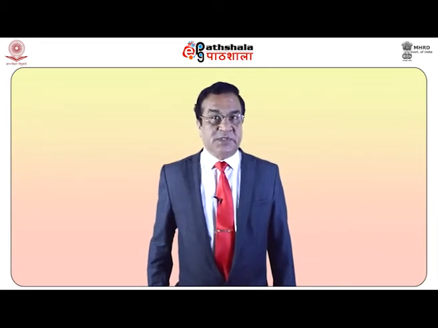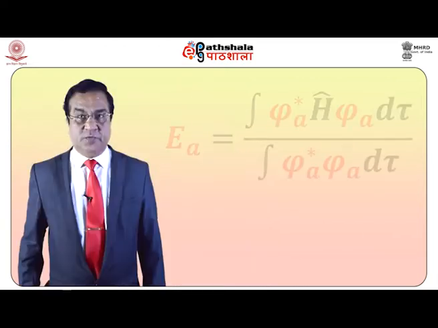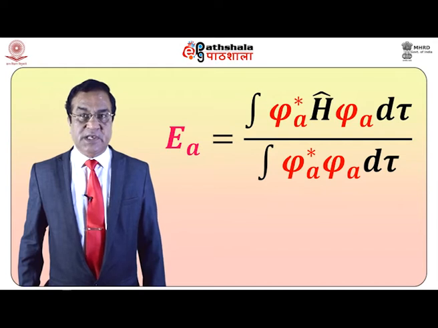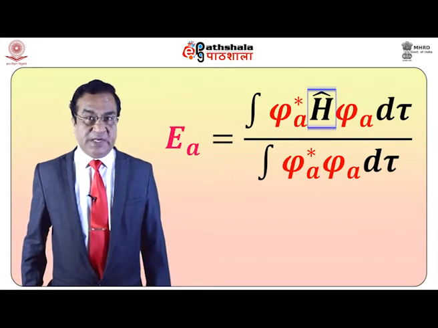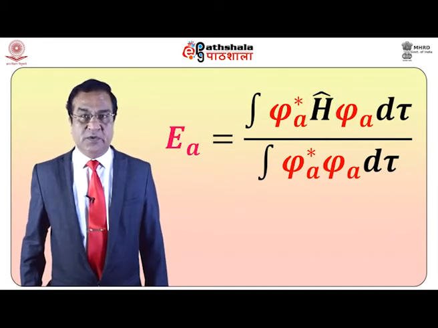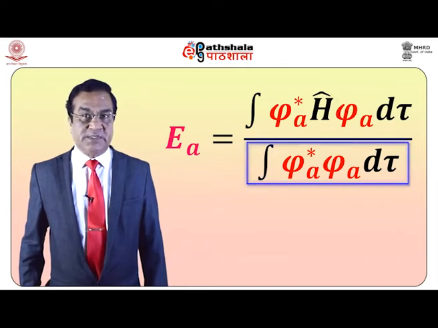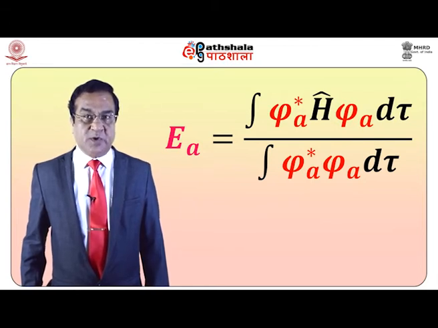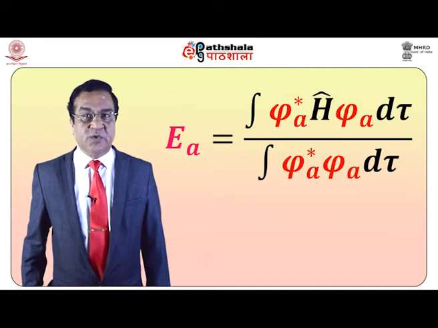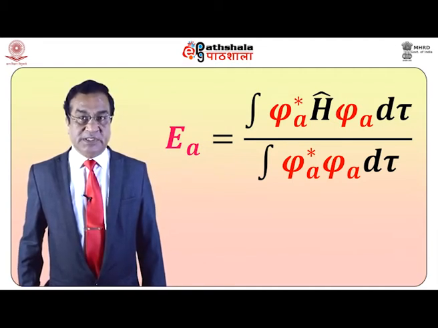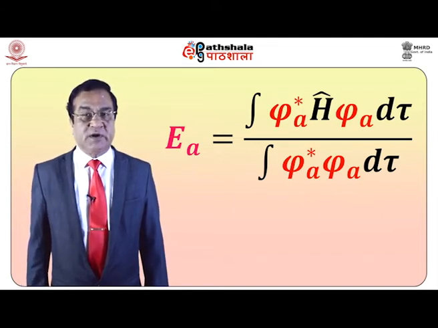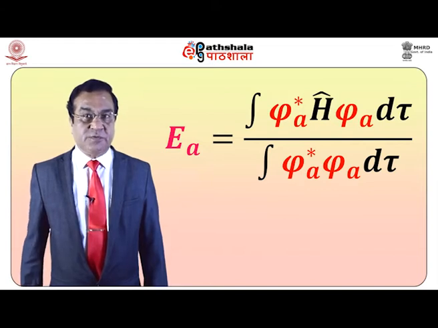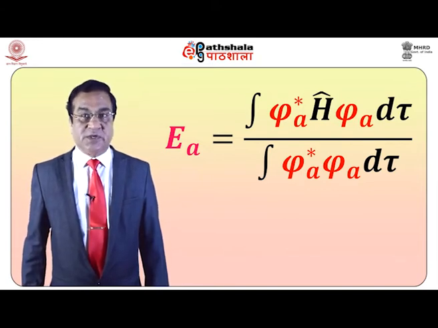The approximate energy using the variation method is given by the following expression, which is E_A equal to the integral of phi_A star H cap phi_A dτ, where H cap is the Hamiltonian, divided by the integral of phi_A star phi_A dτ. So this is the expression for the approximate energy. Here we don't need to define our Hamiltonian explicitly, although it incorporates the effect of the interaction of the pi electrons with the rest of the nuclei as well as sigma electrons.